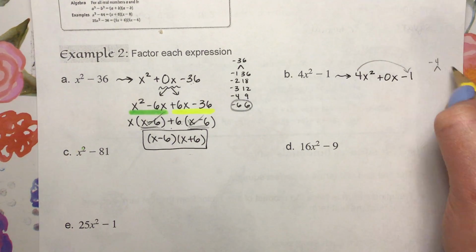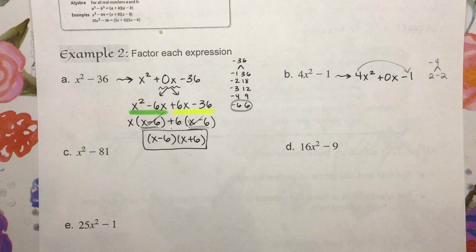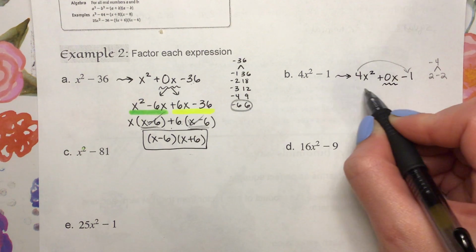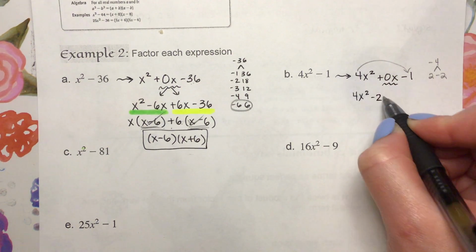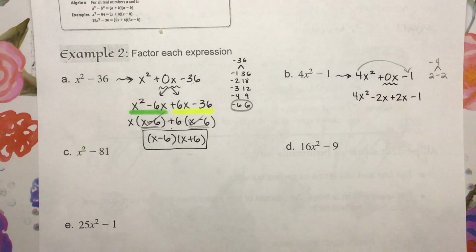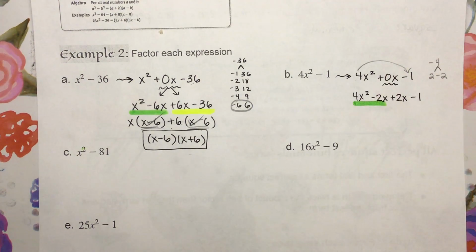So negative 4, what are some things that multiply to that? Well, 2 and negative 2. So I can rewrite this middle term as 2 and negative 2. And so I'm going to have 4x squared minus 2x plus 2x minus 1. Let's factor the GCF out of each half.